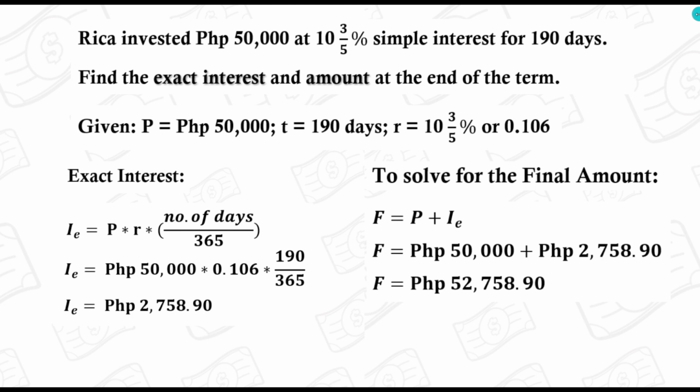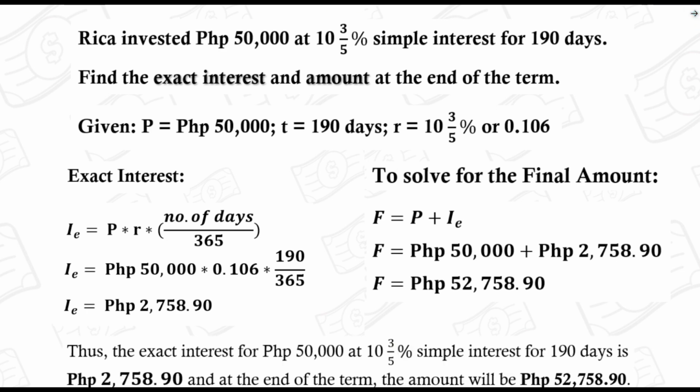The final amount is equal to 52,758 pesos and 90 centavos. Thus, the exact interest for 50,000 pesos at 10 and 3/5% simple interest for 190 days is 2,758 pesos and 90 centavos. And at the end of the term, the amount will be 52,758 pesos and 90 centavos.